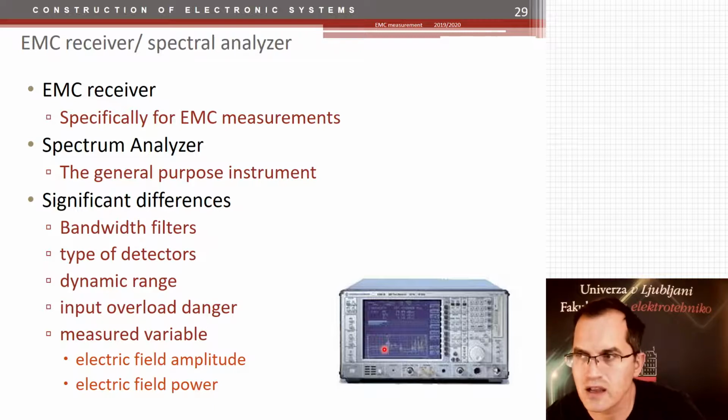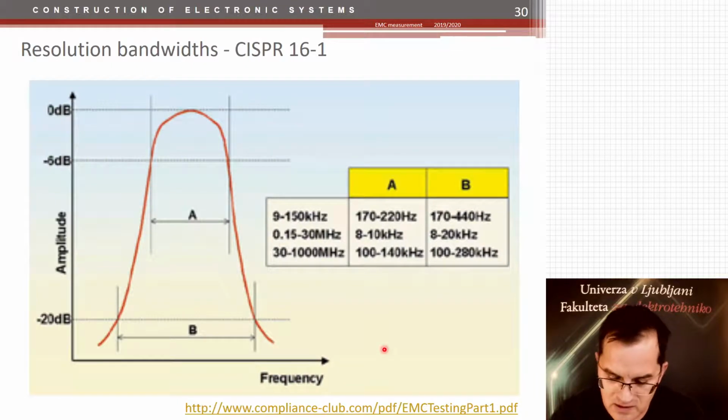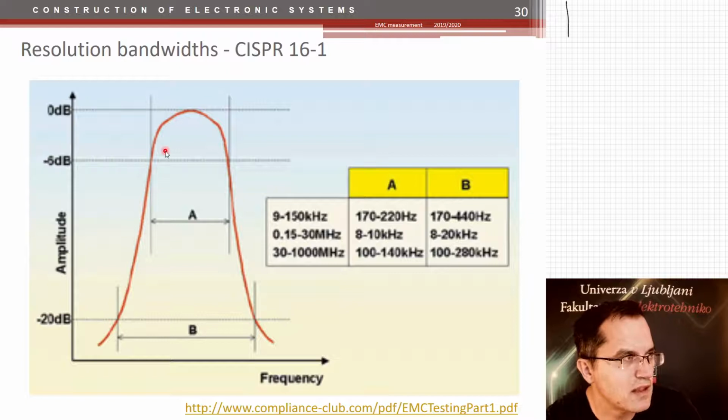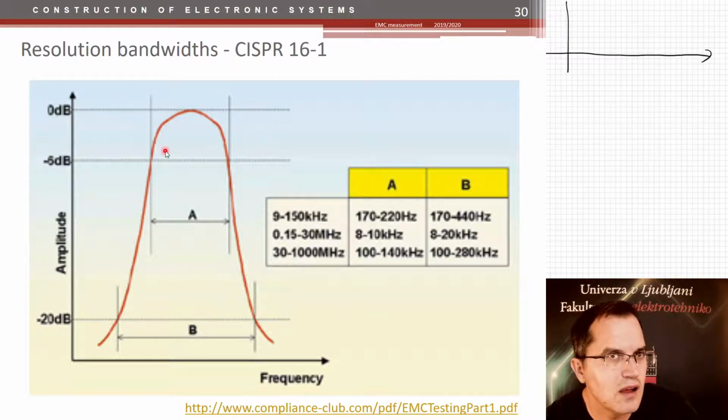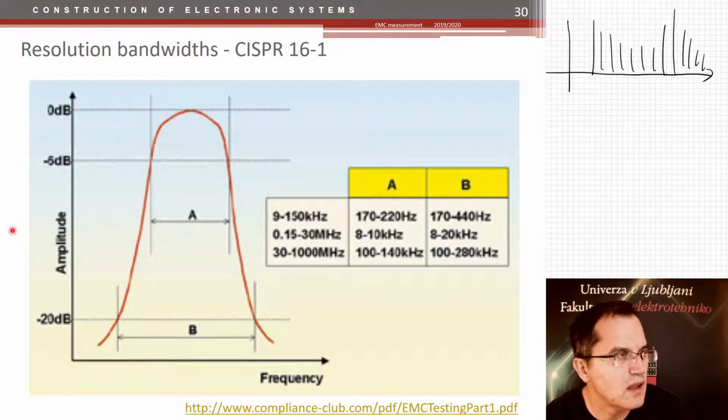And you have to be careful that the spectrum analyzer also has the correct bandwidth, because the filter bandwidth is very important. Why is that? Because the standard says that, let's say you have a signal that has these spectral lines, and we are measuring them, and then you measure them with a very narrow bandwidth.